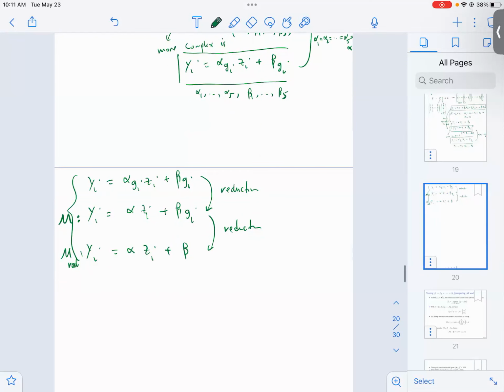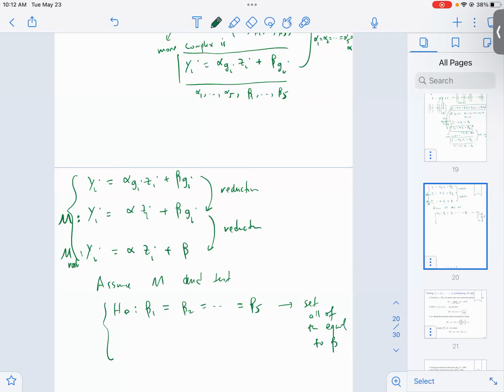So assume M and test whether beta 1 is equal to beta 2 is equal to beta 5. That would be my null. So in that case, I can set all of them equal to beta. I get this reduced model. This reduced model is just a simple linear regression. So you fit this reduced model, you fit the full model, and then you compare the SSEs, you have your F statistic. Right, that's what we are trying to do.